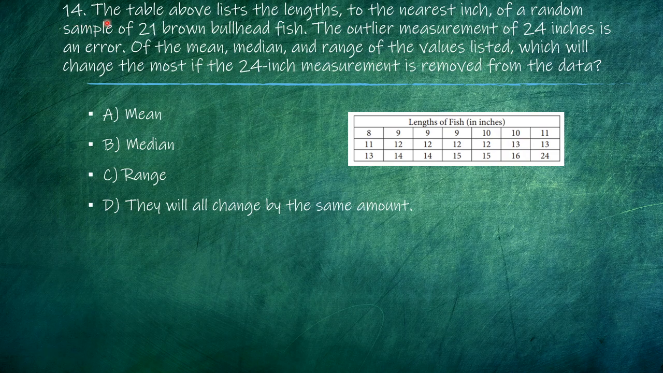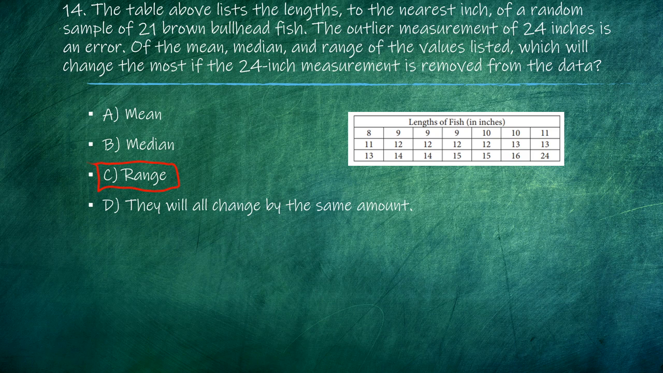Question 14. The table above lists the lengths, to the nearest inch, of a random sample of 21 brown bullhead fish. The outlier measurement of 24 inches is an error. Of the mean, median, and range of the values listed, which will change the most if the 24 inches measurement is removed from the data? Go ahead, try the question yourself. All right, the answer is C.